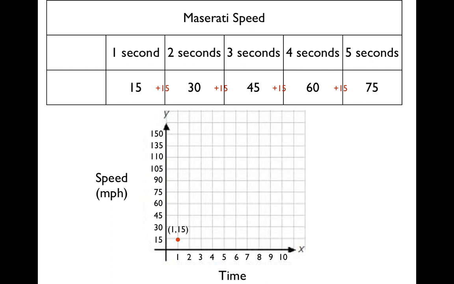Then I go ahead and I label my points. So 1 second, I have 15 miles per hour, so on and so forth. So here I go, labeling. At 5 seconds, so I could then extend my line out and I could predict that at 9 seconds, I would be at 135 miles per hour. That would be super fast.